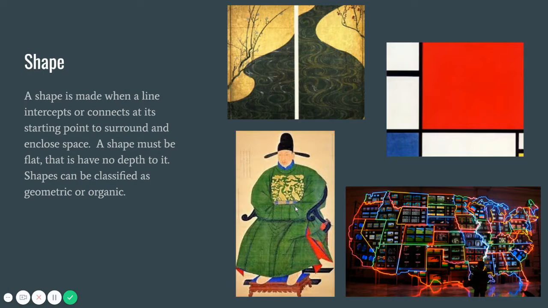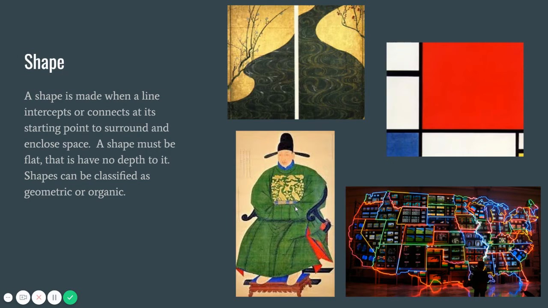The next element is shape. So when you take that line and you have your starting point and you bring the end of the line back to the starting point, well, now you don't have a line anymore. Now you have a shape. So a shape is made when a line intercepts or connects at its starting point, and then it surrounds or encloses a space. Okay? A shape, though, has to be flat. It has to be two-dimensional in order for it to be a shape. I mean, it can have height, it can have width, but it cannot have depth.